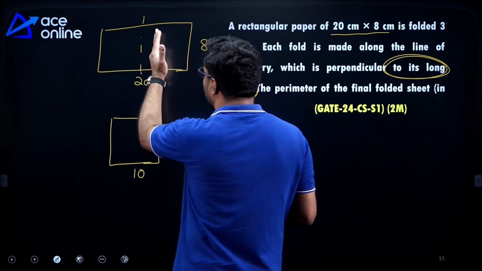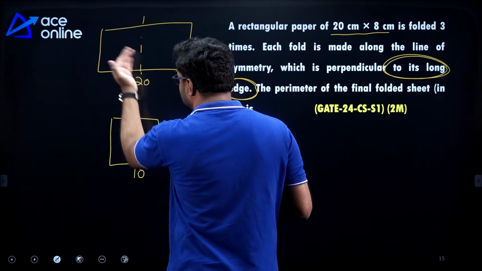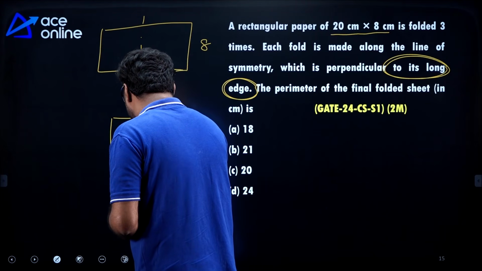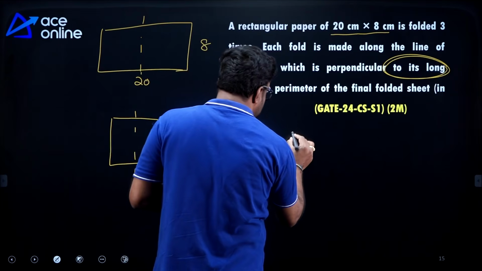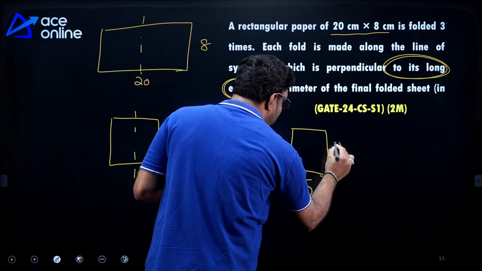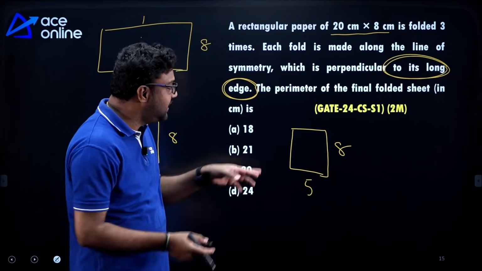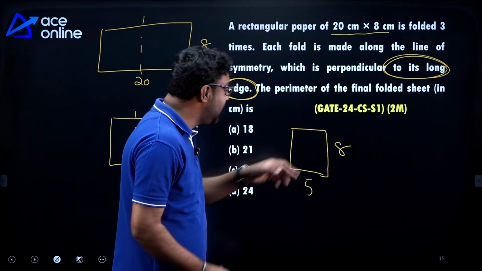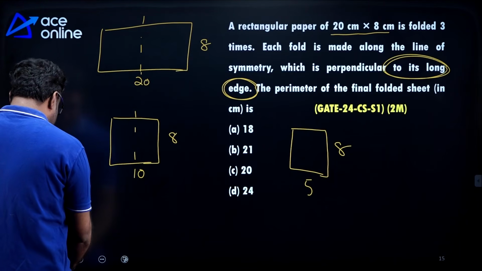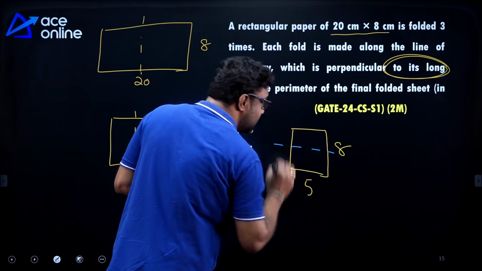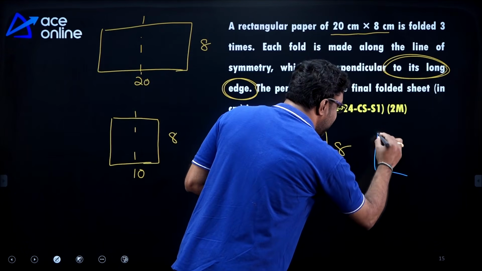We have to do this 3 times. First time we fold, the longer edge is halved. Second time, the longer edge is 10, so we fold perpendicular to that, and it's 5 by 8. Now very important: don't fold again here, because the longer edge is 8. We have to fold perpendicular to this. It's a good question they gave. Now this will be 4 by 5.